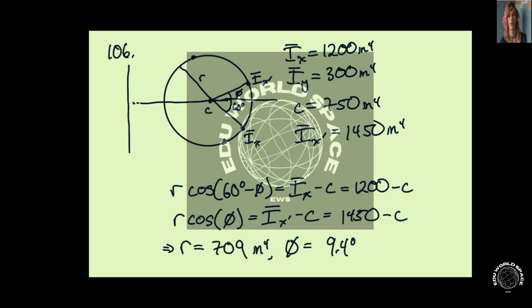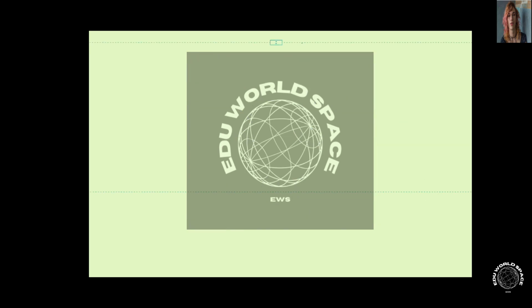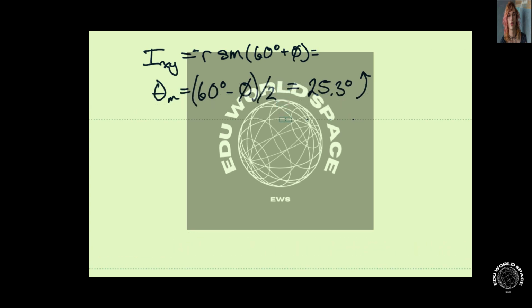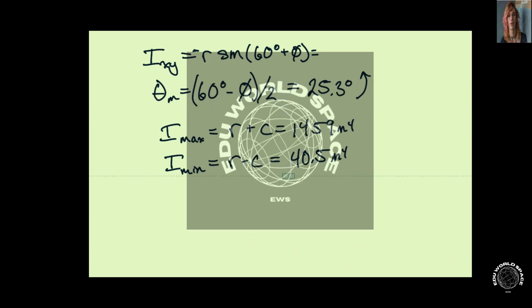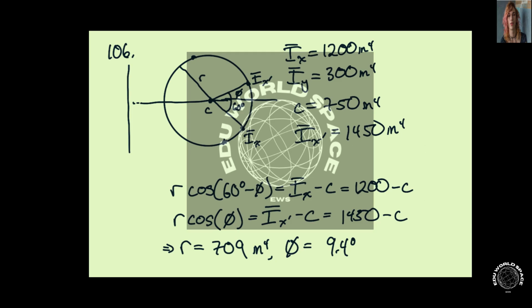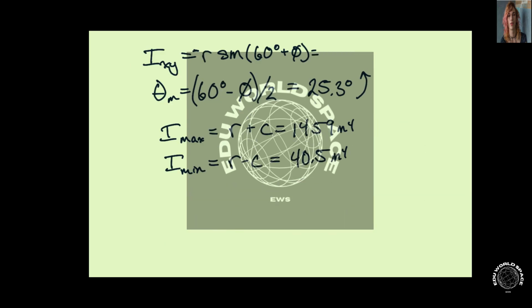So now we need to figure out some other properties. We actually weren't even asked to calculate Ixy. Again, we could find it. I didn't actually get a numeric value for that, but it is minus r times the sine of 60 minus phi, actually. But we weren't asked for that.